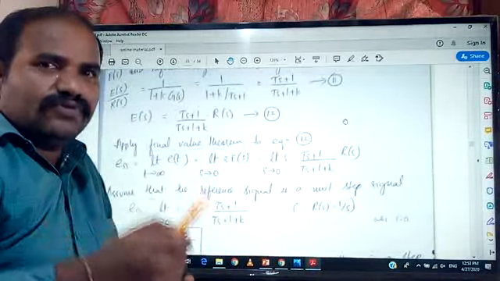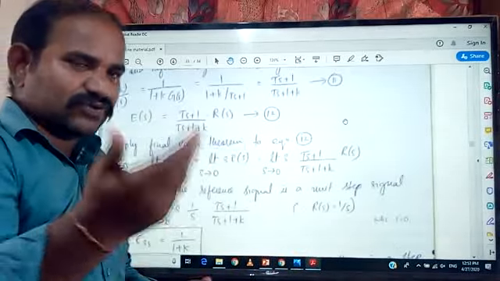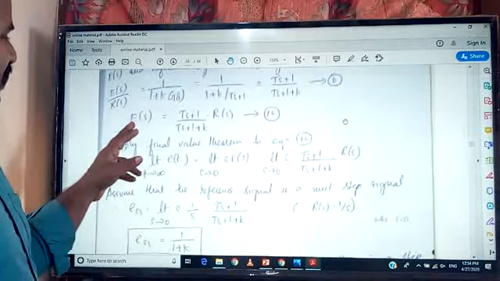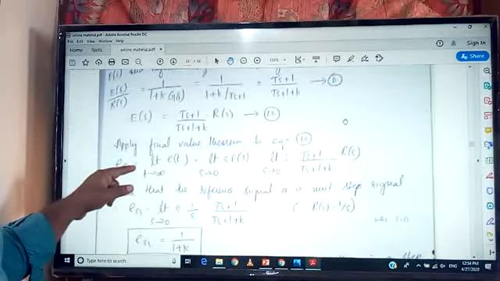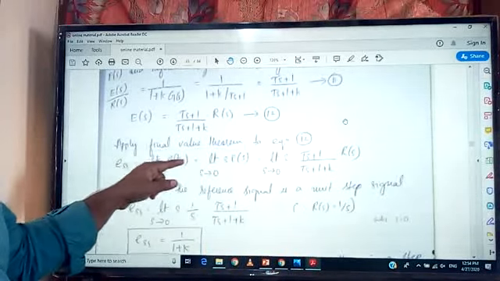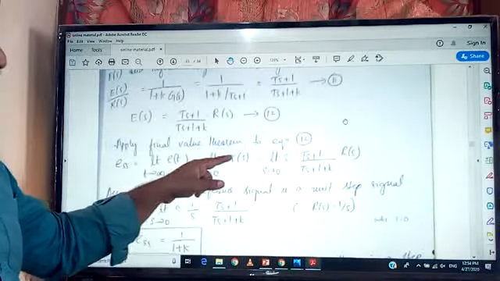So we have seen what exactly the steady state error is. I'm not going to repeat that one. So here, after applying the final value theorem to this equation, the steady state error is equal to the limit t tends to infinity e of t, which is equal to the limit s tends to 0 of s into E of s.